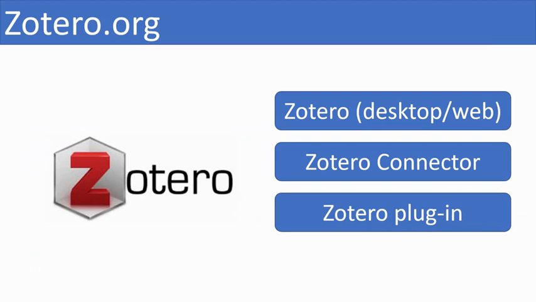There are three components to using Zotero. There is Zotero, the desktop version and the web version. This is your main library of references. The second component is Zotero Connector, which is a browser extension which allows you to drag and drop and collect references on the go. And the third component is Zotero Plugin, and this acts as a link between your Zotero library and whatever Word document you're working on.